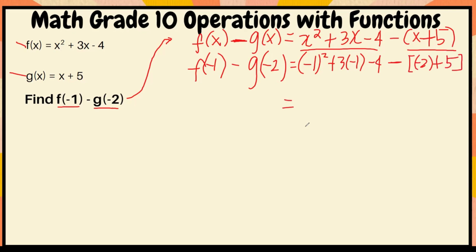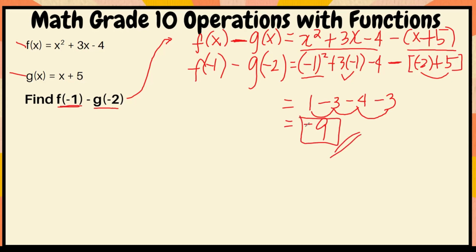Now let's evaluate each term. So negative 1 squared is positive 1. Positive 3 times negative 1 is negative 3. Copy your negative 4. Then minus. So negative 2 plus 5 is positive 3. So positive 3 times negative 1 here. So there's a negative, so negative 3. So the answer, let's do it from left to right. So 1 minus 3 is negative 2. Negative 2 minus 4 is negative 6. Negative 6 minus 3 is negative 9. Okay, so this is your answer.